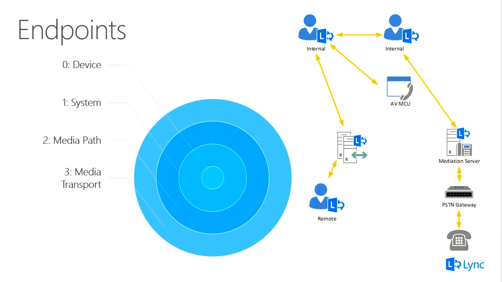So endpoint, the first thing we look at is the device. That's our kind of ring 0. And we'll pull out MOS scores based on device. And if you've got poor devices in your environment, take a look at those and fix those.